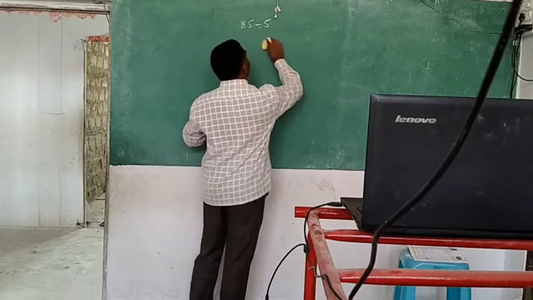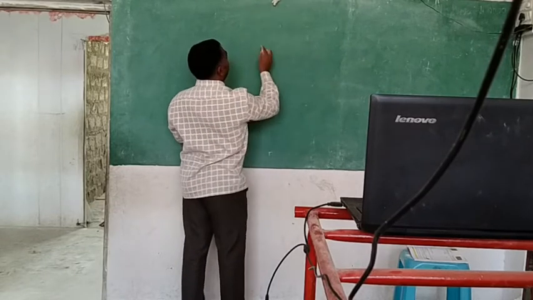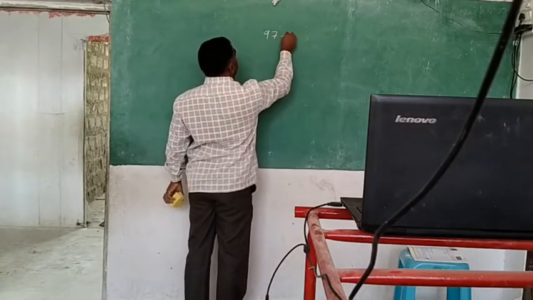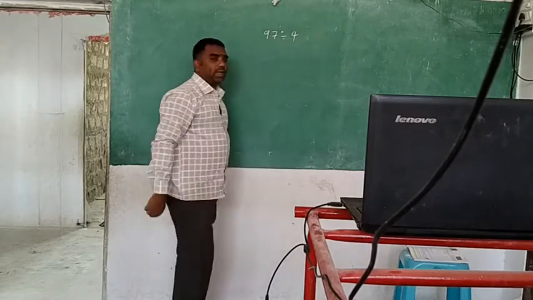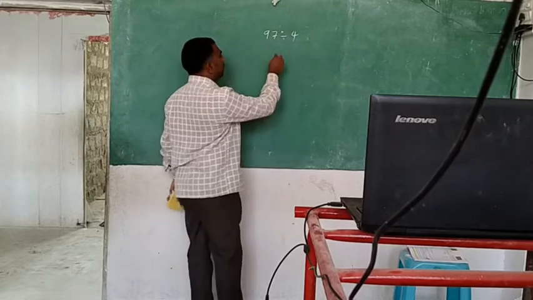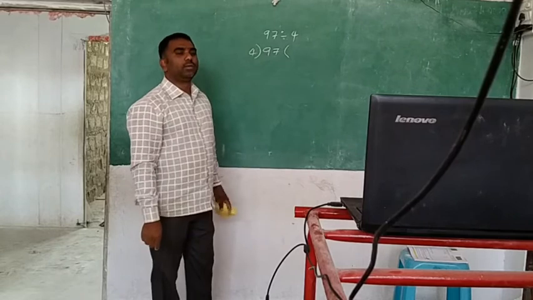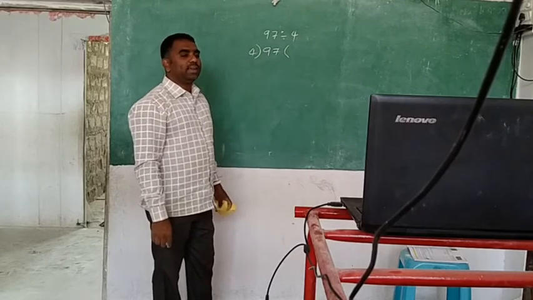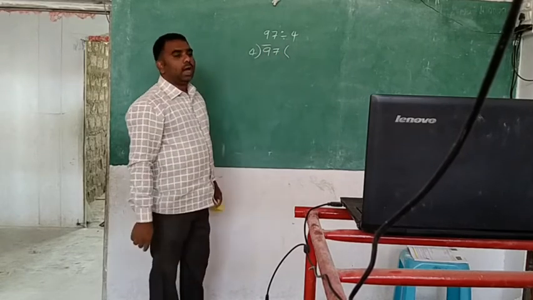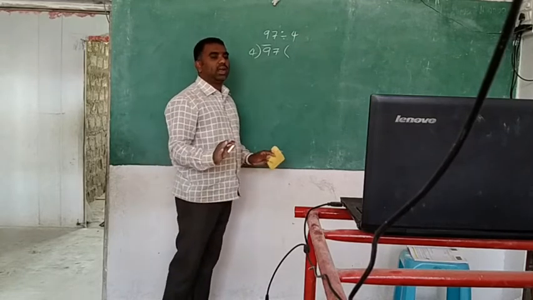You had better write from the video, then only you can understand. Okay, now one more example: 97 divided by 4. Means how do you write it now? 97 with the 4 table. First we should consider only one number.